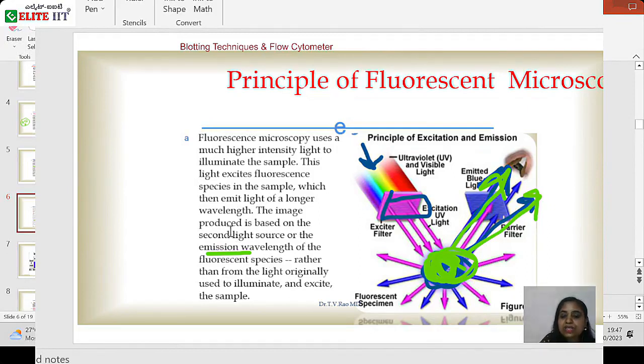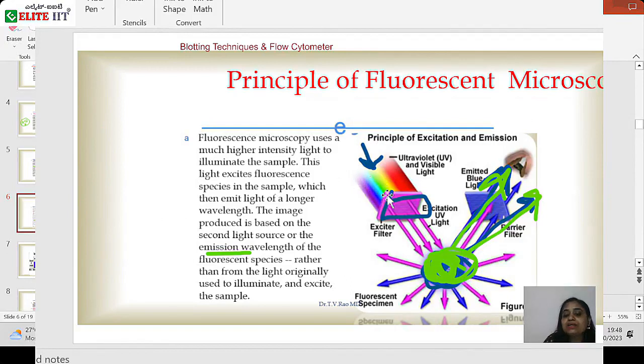The image production is based on the emitted light. So whatever image you are getting is mainly dependent upon the emitted light, not on the source of the light, whatever you are giving. It is based on the emission wavelength of the fluorescent species rather than the light originally used to illuminate and excite. So excitation is done by the source of the light. Every time I'm telling, source of the light.